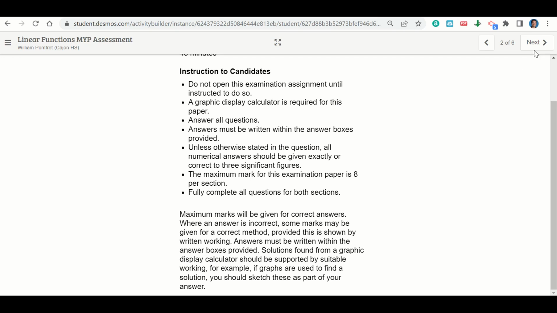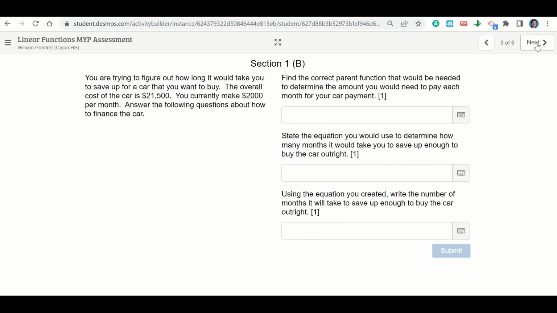So from that, now we can go ahead and click Next, and this will take you to your assignment. To begin the assignment, you're given the scenario that you're trying to buy a car that is $21,500 and you currently make $2,000 per month. You're going to answer the questions about how you can buy the car.